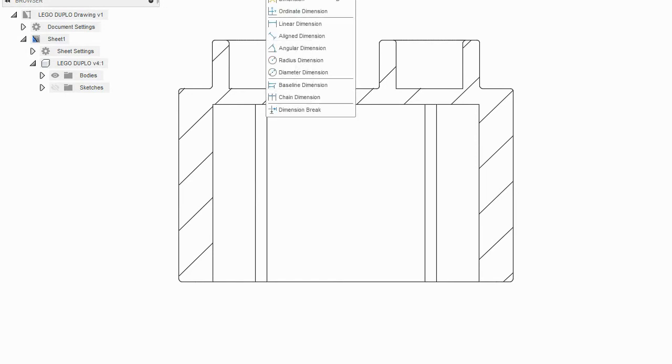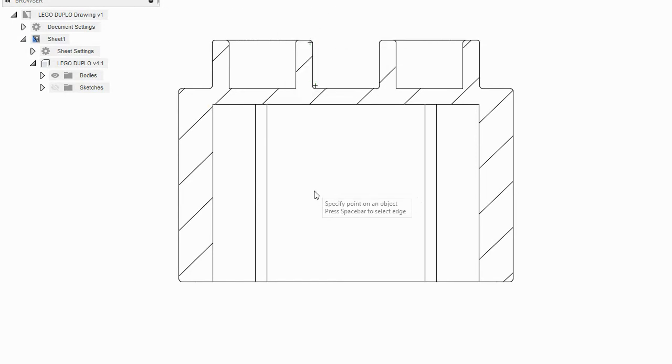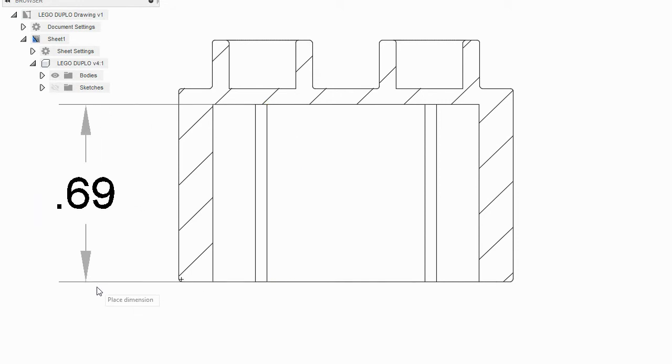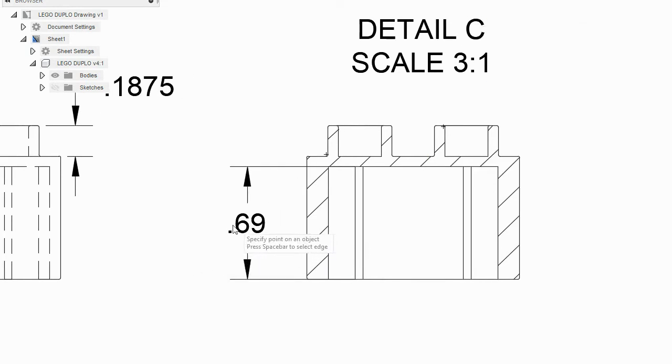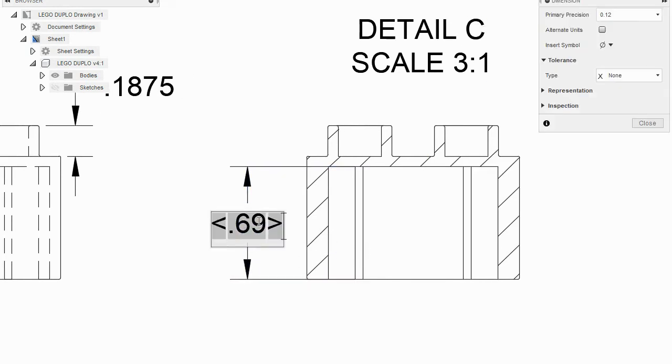I'm going to simply click Dimension and Linear Dimension and select the height of one of my webs. I'm going to check the precision by double-clicking and changing to 4 decimal places, and it looks like I only need 3.